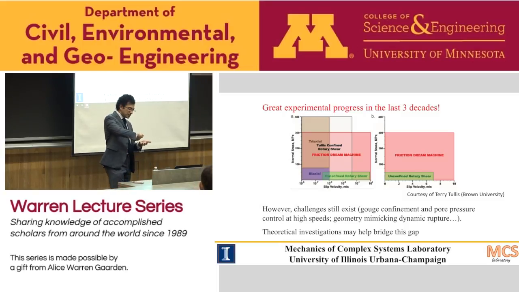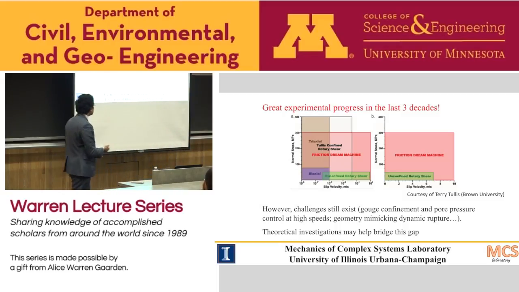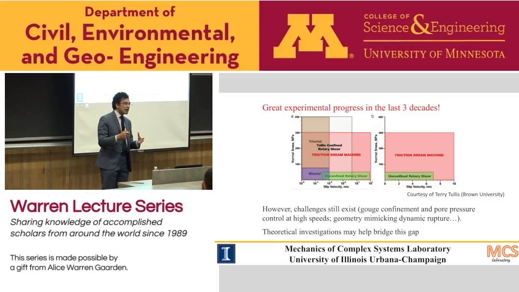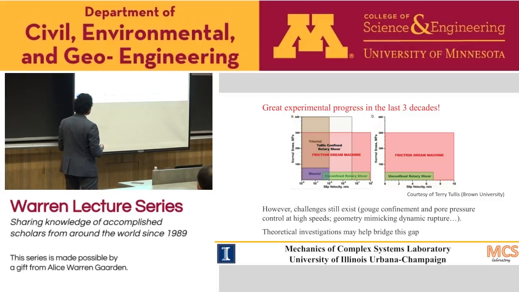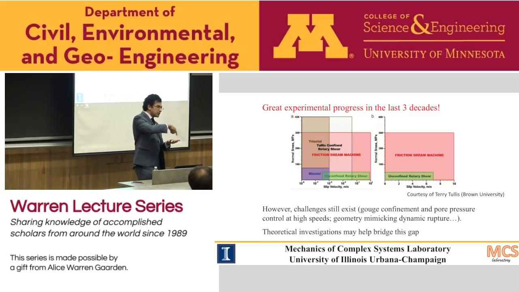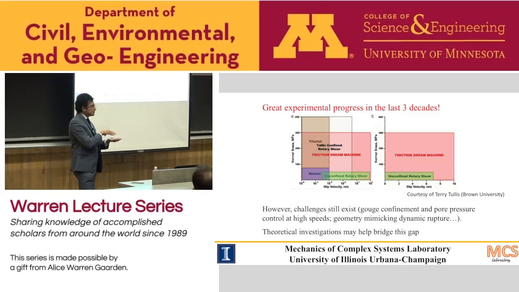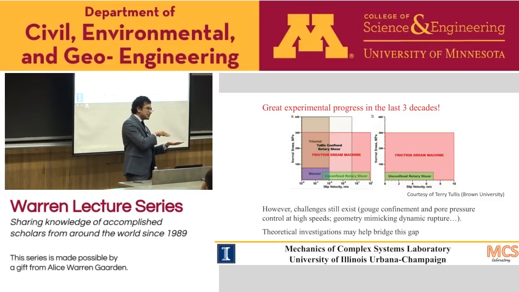When you are testing these granular materials at high pressure and high speed, how are you going to confine the granular material from spalling out of the machine? How do you measure and control the temperature rise so that it will not melt your machine? The pore pressure confinement and control is very difficult at high slip rates. And furthermore, most of the machines that are capable of applying high pressure and high slip rates are of the rotary shear type. And this rotary shear type, although it's very insightful, what we are probably more interested in eventually is to understand how the granular material behaves in a geometry mimicking dynamic rupture propagation.